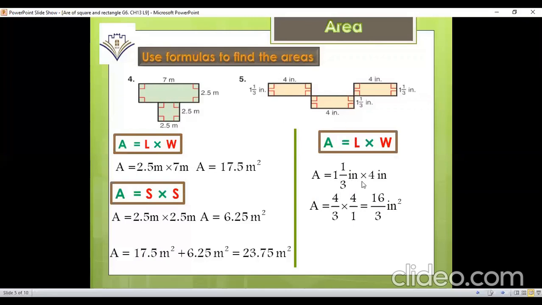Then we can multiply the result. This one is 16 divided by 3 inch squared, and this one also, and this one is also 16 divided by 3 inch squared. You can take 16 divided by 3 inch squared multiplied by 3. Write 3 in fraction form, 3 divided by 1. We can simplify the 3 in the numerator and the 3 in the denominator, both divisible by 3. Three divided by 3 equals 1, and the answer is 16 multiplied by 1 equals 16 inch squared.